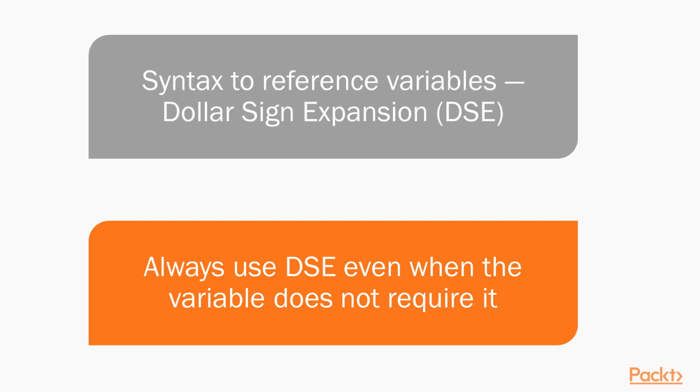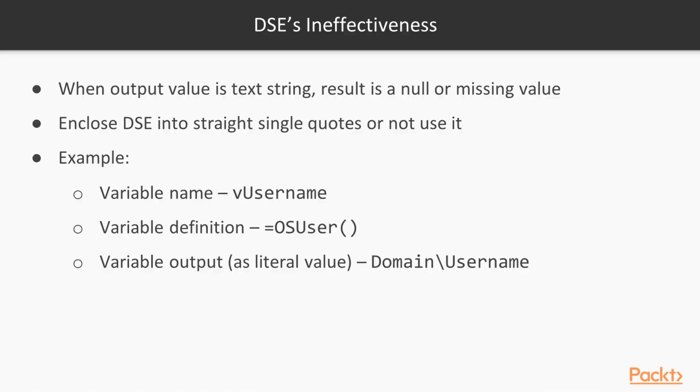We have been using a particular syntax to reference variables. It's called $expansion, DSE. It's good practice to always use DSE even when the variable to be expanded does not require it. There are, however, cases in which the DSE is ineffective on its own. When the variable's output value is a text string, the result of the $expansion will be a null or missing value because a text value cannot be interpreted numerically. So we need to either enclose the $expansion in straight single quotes or simply not use DSE. Here are the examples for this.